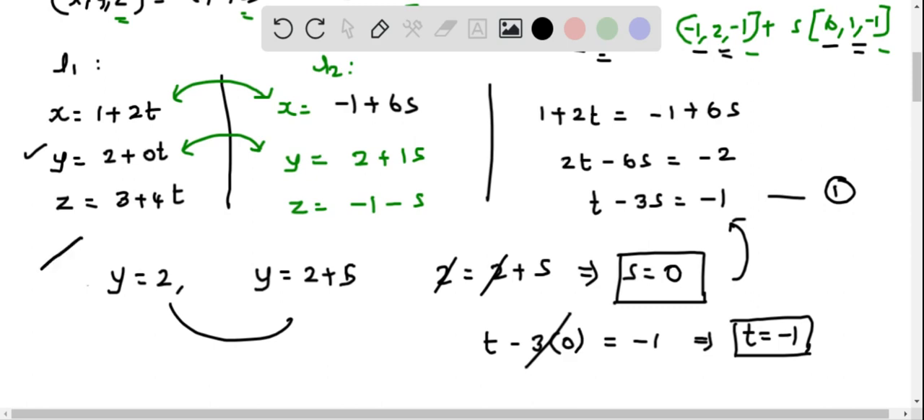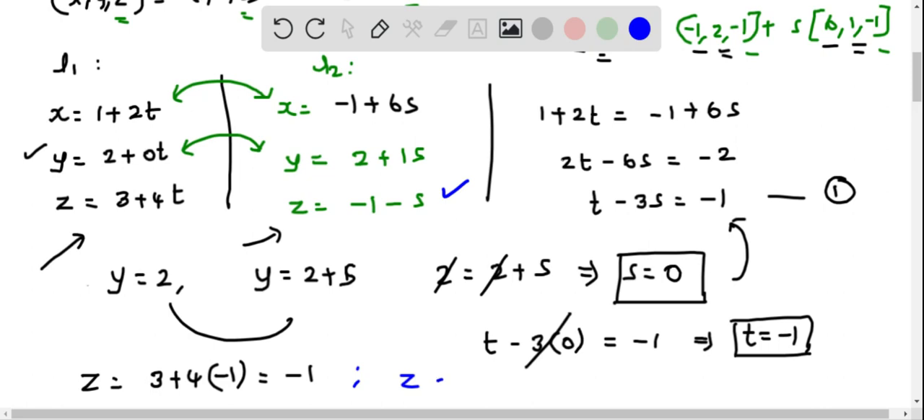For that, we take the value of s and t and substitute in both equations of z. So let's do that. I'm going to substitute t equals negative 1 into the z of L1. So this becomes 3 plus 4 times negative 1, and this becomes 3 minus 4, which is negative 1. So here we get the value of z equal to negative 1, and when I substitute s equal to 0 into the z equation of L2, I get z equals negative 1 minus 0, and we are getting z equals negative 1.